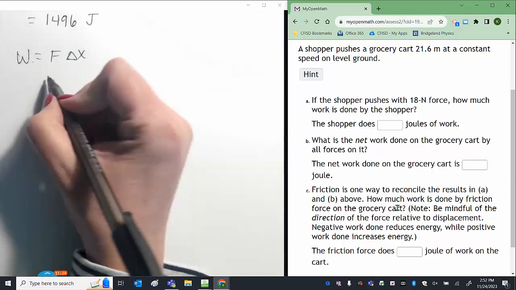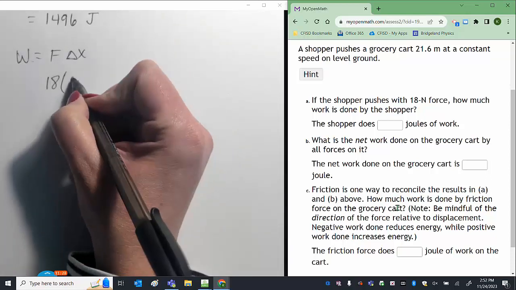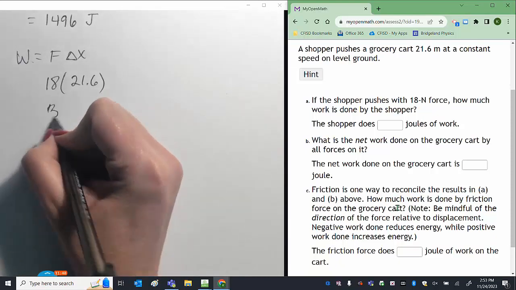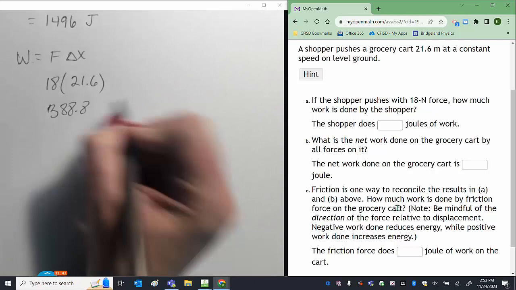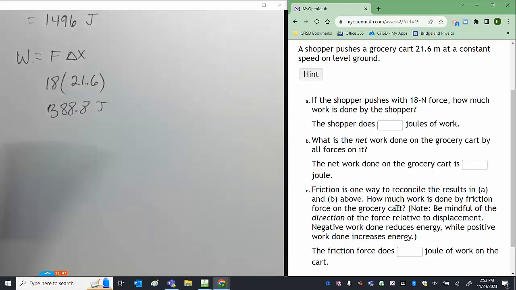So here, our force is 18 newtons. The displacement is 21.6. Again, both of those numbers come from the question above. And so if I multiply 18 times 21.6, then I'm going to get 388.8. And again, that's newtons times meters, Newton meters or joules. So let's go ahead and type it in.